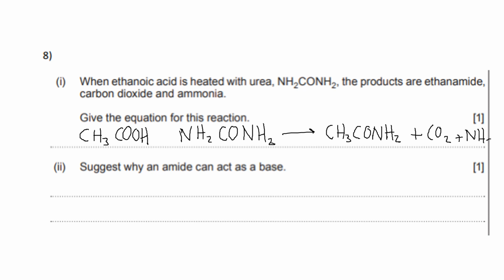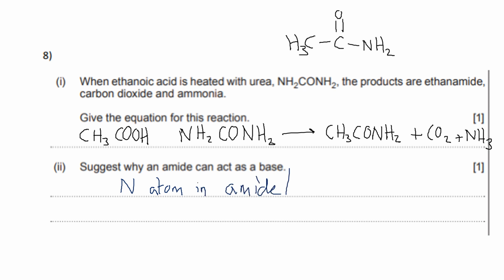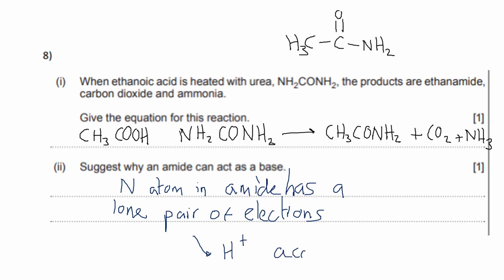If you're trying to visualize what ethanamide looks like, ethan means two carbons, and amide would be a C double bond O to NH2, and a single bond to NH2, and then you've got a CH3 group here. So that's your equation. And then, suggest why an amide can act as a base. The key thing that they're looking for is that the nitrogen atom in the amide has a lone pair of electrons, which means it can accept H+ ions. So it's an H+ or proton acceptor. But you have to be very specific there and say it's the nitrogen atom that has the lone pair of electrons.